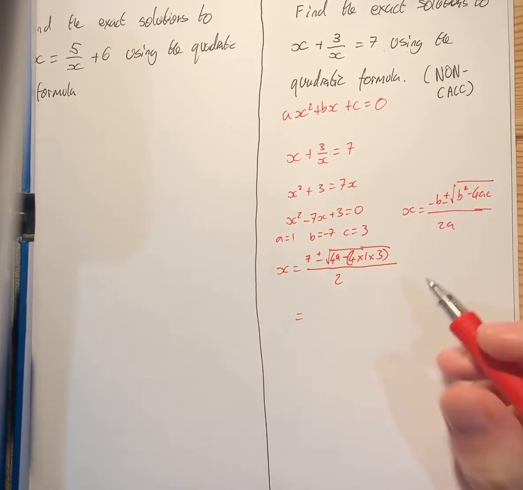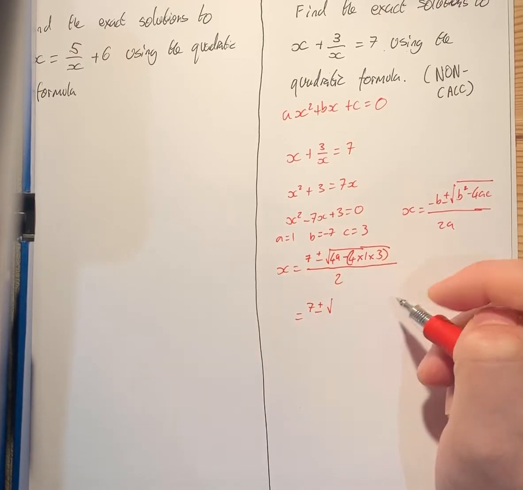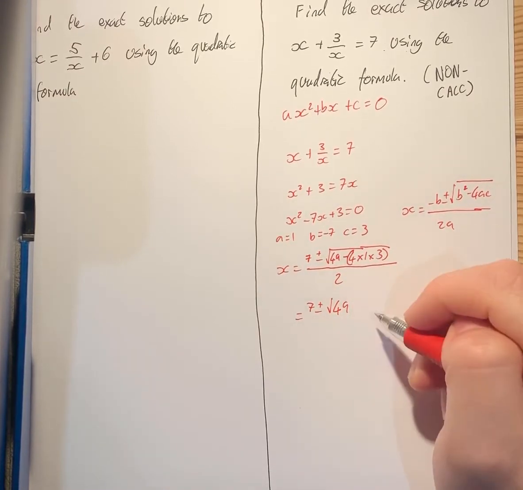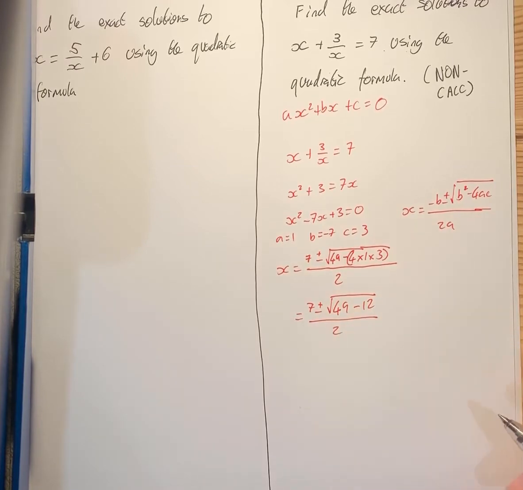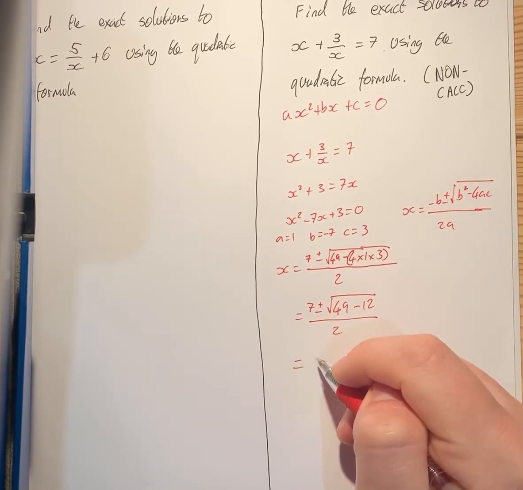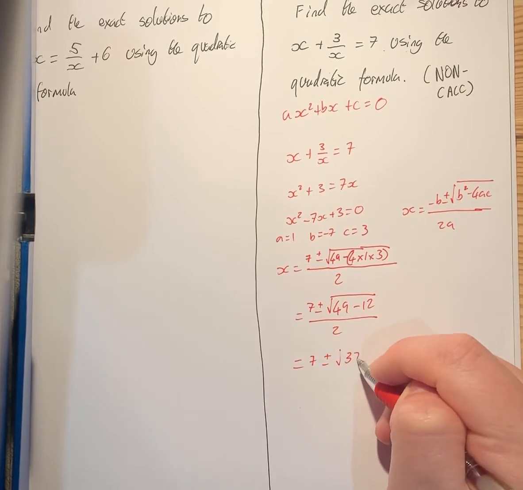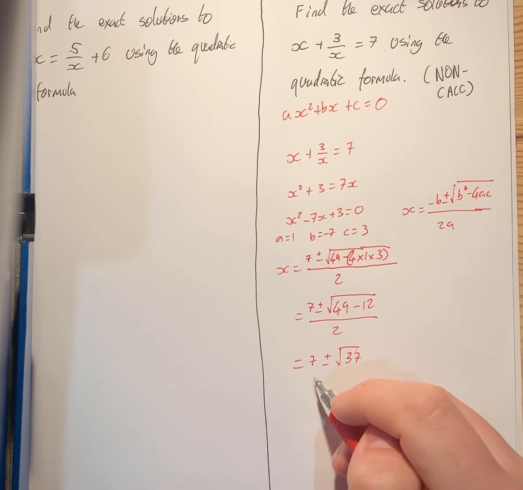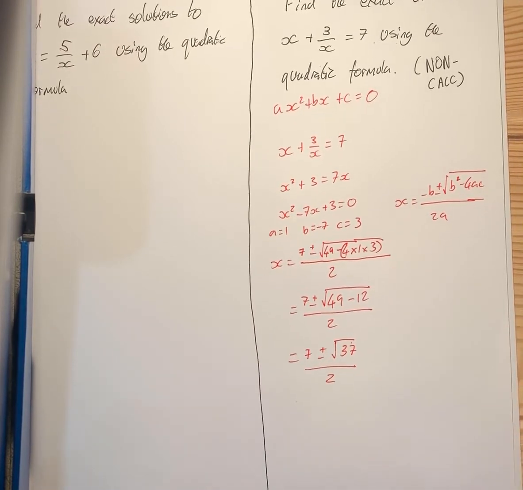Just tidy it up a bit now. So we've got 7 plus minus the square root of 49 minus 12, all over 2. Which gives me 7 plus minus the square root of 37, 49 minus 12 is 37, all over 2. That is a perfectly acceptable answer.